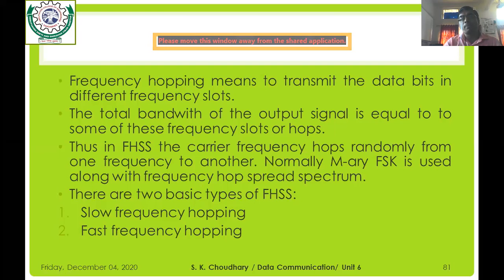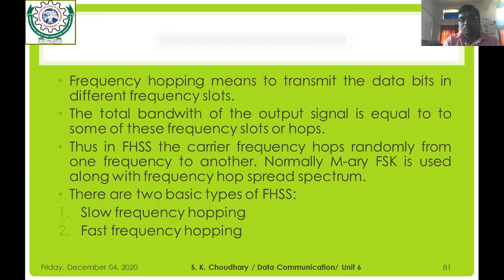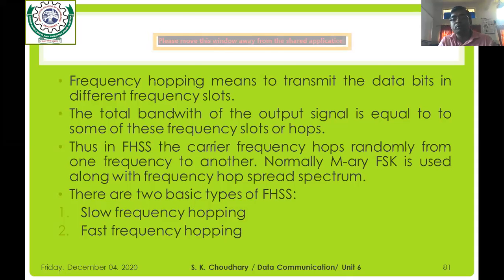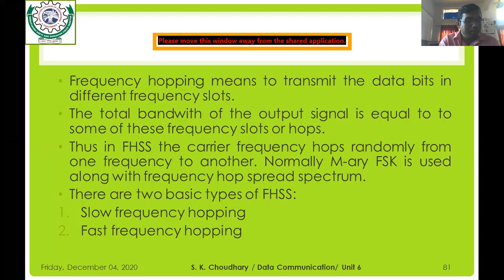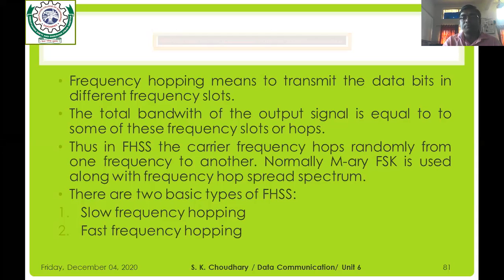So frequency hopping means what? Transmit the data bits in different frequency slots. In this case, we do not use a single frequency. We use different frequency slots where we transmit the data bits. So the total bandwidth of the output signal is equal to the sum of these frequency slots or frequency hops. Thus, in the case of FHSS, the carrier frequency hops randomly from one frequency to another. Means it will be switching from one frequency to another, so it is very difficult to determine which particular frequency is used at which time. It is very difficult to hack the signal, or very difficult to jam that signal.